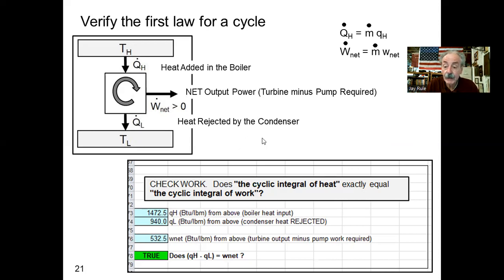Now we've done all of the work. We have calculated QH, the boiler heat input. We just calculated QL, the heat rejected. We just calculated W net, in BTUs per pound. We look at our sketch; these things had better balance or we've done something wrong. To check our work, in Excel, my numerical work checks. Does QH minus QL equal W net? It sure does, all in BTUs per pound. So you can use the first law for a cycle to check your work when you're analyzing cycles.